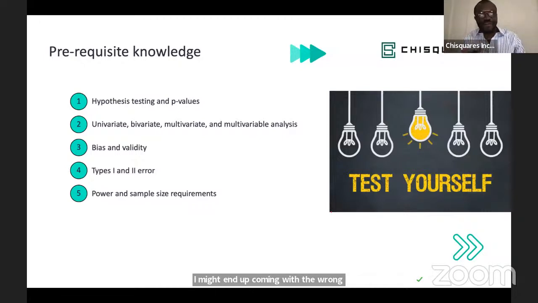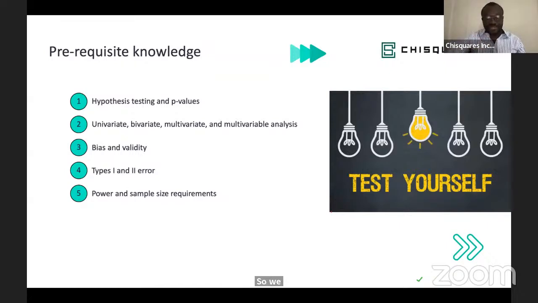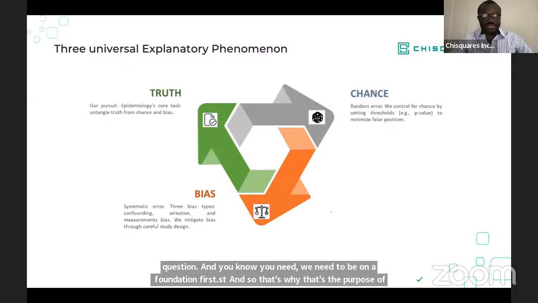So we need to talk about sample size requirements, because you cannot talk about regression without talking about all of these things. So while I know you guys would love to jump into logistic regression, we need to build on the foundation first. And so that's the purpose of this first lecture, so that we're all on the same page on these basic foundational concepts.